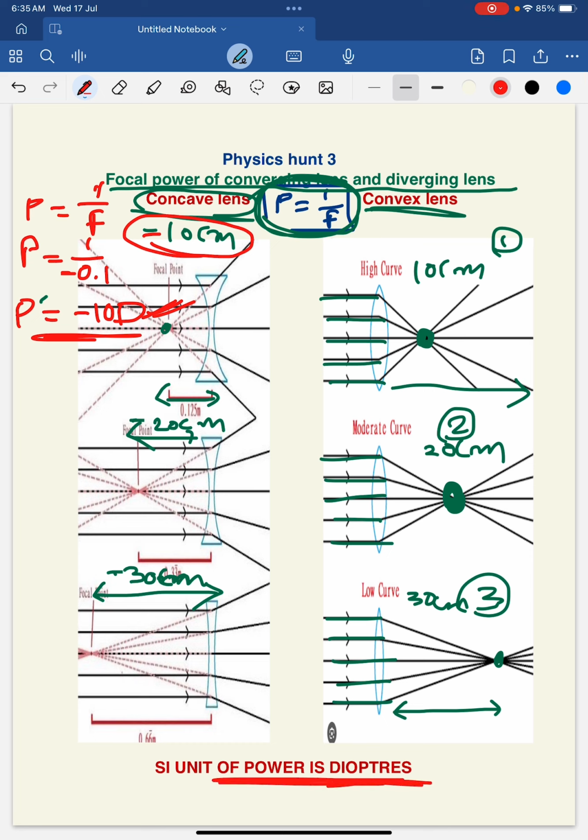Diopter is the SI unit of power, as I mentioned at the bottom of the page. Look at here. Now coming to the second diagram of concave lens, again I'm writing power is equal to the reciprocal of focal length. So power is equal to 1 by 20 centimeter. I'm going to convert into meters, so we can write it as 0.2 meter, but the value is negative, so minus 0.2 meter. So 1 by minus 0.2 means you will get minus 5 diopter.